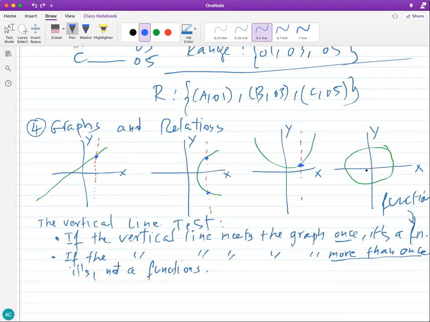The next one here, whatever shape this is, is it a function or not? No. Not a function. That's right. Because this should be a straight vertical line, okay? So let's assume that it's not a curve, just a little. And again, this meets twice. So not a function. This one, function. And this one here, not a function.